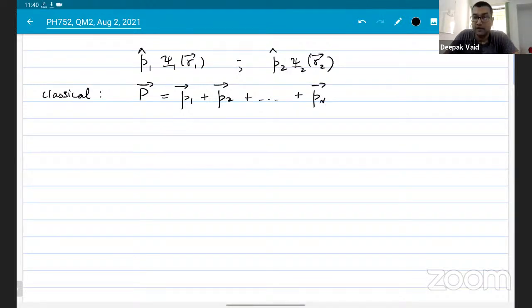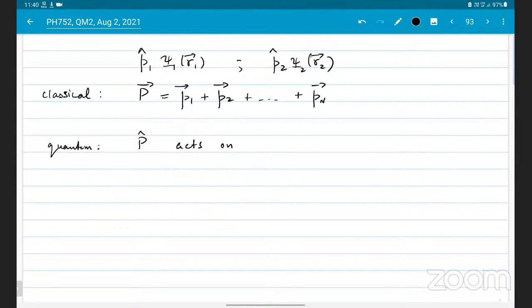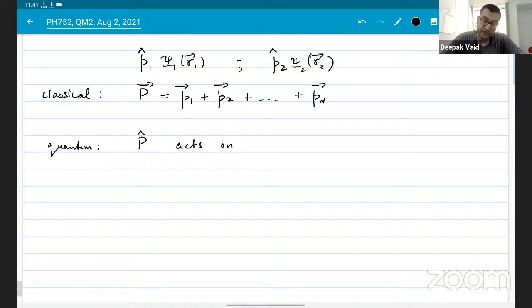But in the quantum mechanical case, you have to be careful. The reason is that in the quantum case, your operator P, right, it acts on some Hilbert space. Which Hilbert space? Which Hilbert space does it act on for n particles? Abhishek? Could you repeat that, sir? For n particles, I have an n particle Hilbert space.